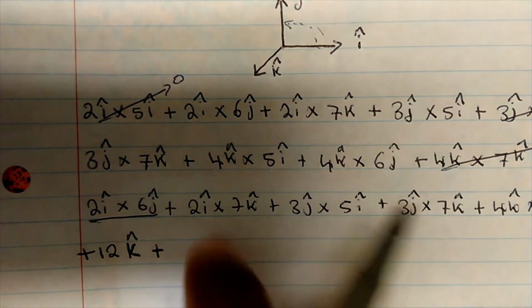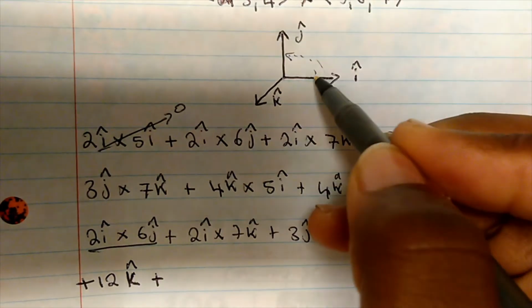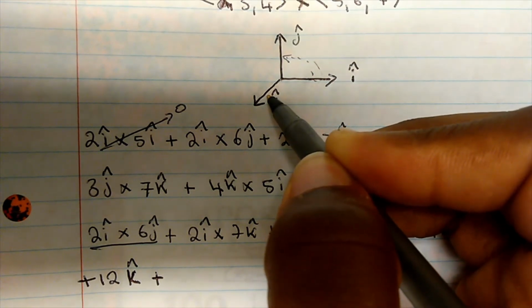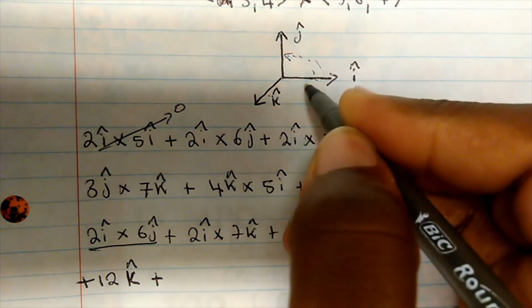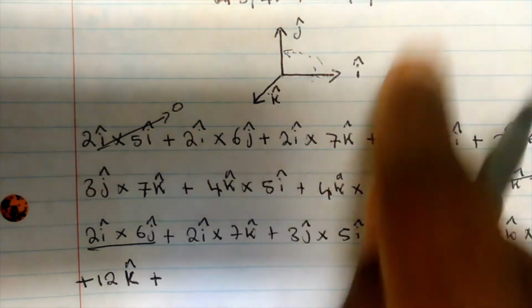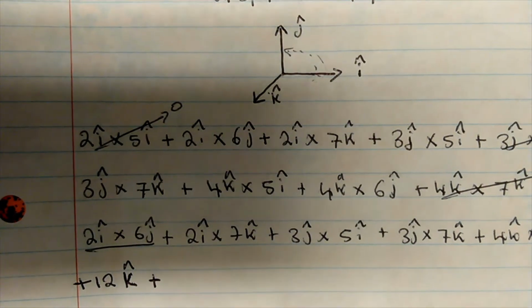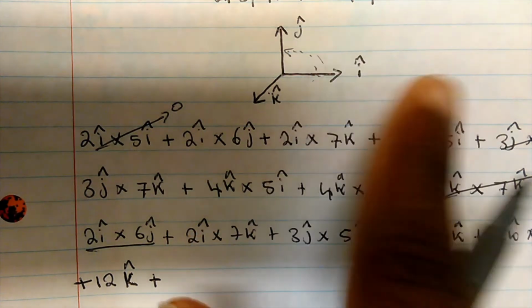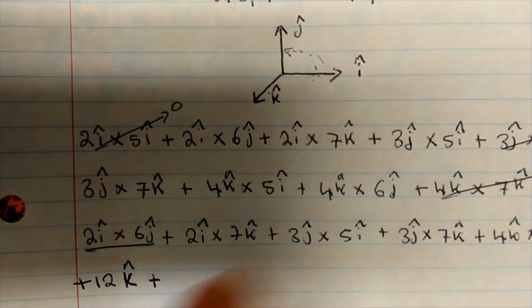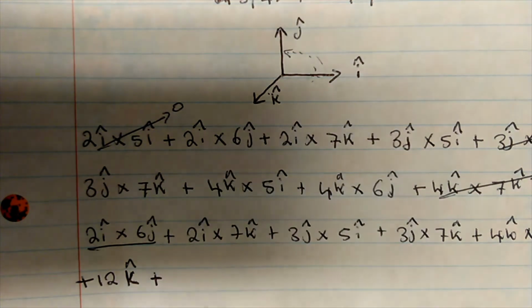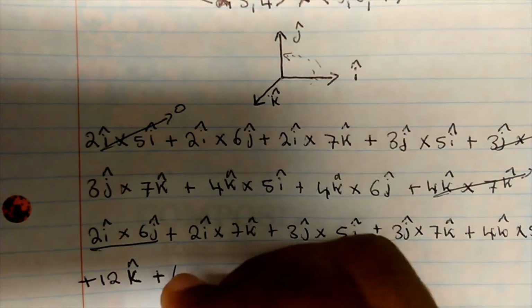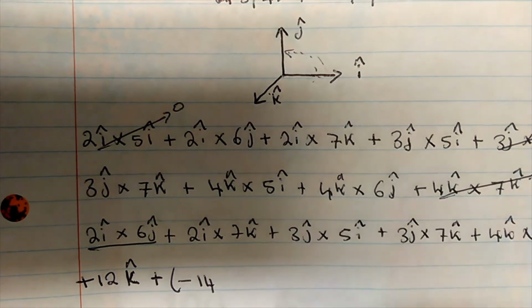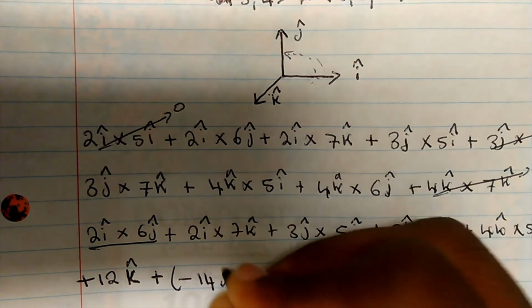2 I hat crossed into 7 K hat. So let's look at I hat. We're crossing into K hat. So that means that we're going to get a J hat. Well, it's going to be negative now because we're going clockwise. Again, it's like the unit circle. We got to attach that negative. So this becomes negative. Well, 2 times 7 is 14. So negative 14 J hat.